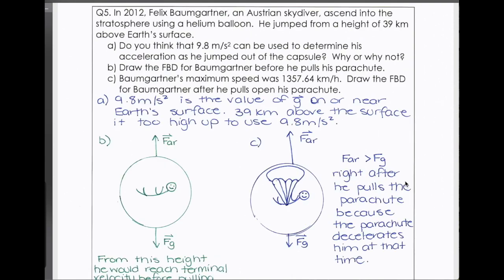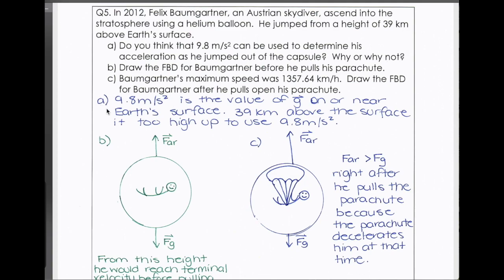I want to talk about this problem, question 5, instead of assigning it, just because it's kind of a confusing question. So here it says that in 2012, Felix Baumgartner, an Australian skydiver, ascended into the stratosphere using a helium balloon. He jumped from a height of 39 kilometers above Earth's surface. Okay, so do you think that 9.8 meters per second squared can be used to determine his acceleration as he jumped out of the capsule? Why or why not?